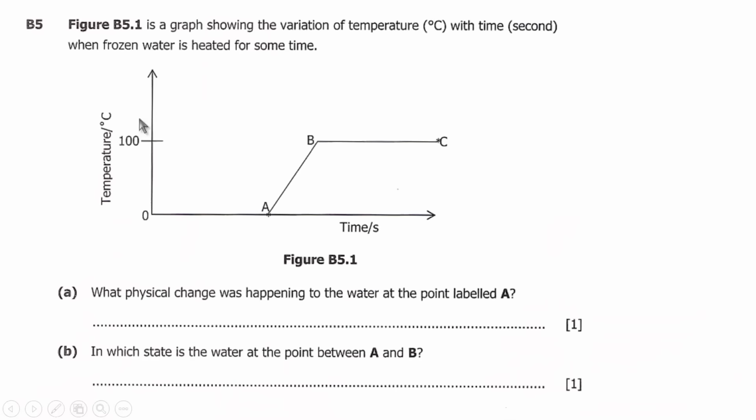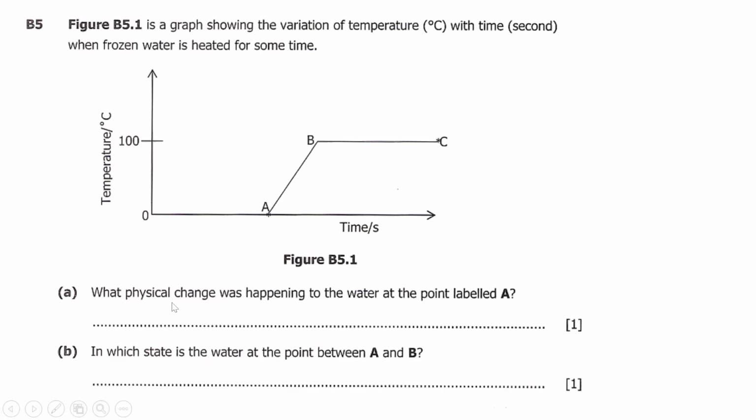Then we come to this question B5, which says figure B5.1 is a graph showing the variation of temperature in degrees Celsius with time in seconds when frozen water is heated for some time. So here, on the vertical axis we have temperature, on the horizontal axis we have time. This graph shows the variation of frozen water when it is heated for some time.